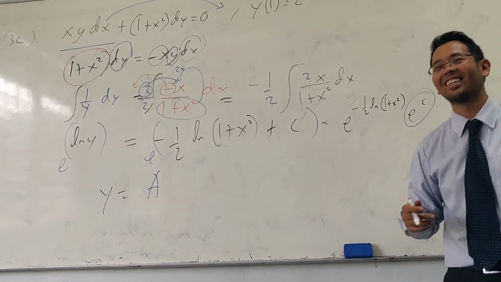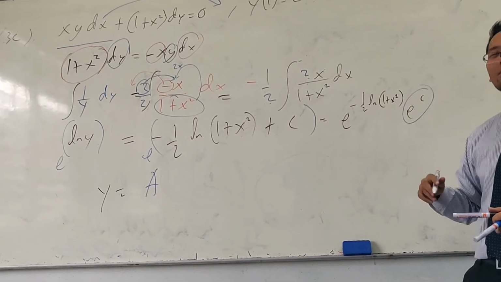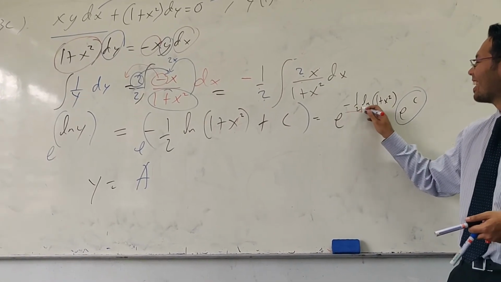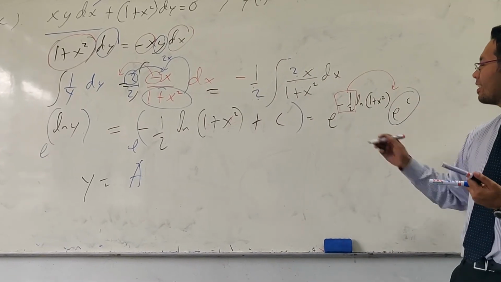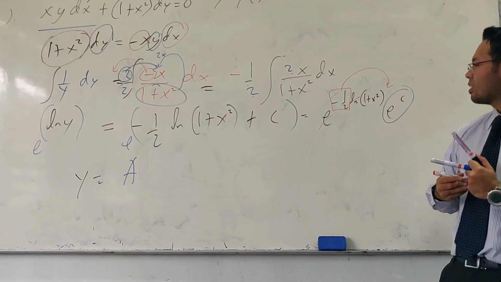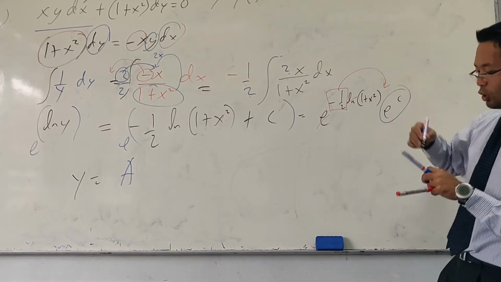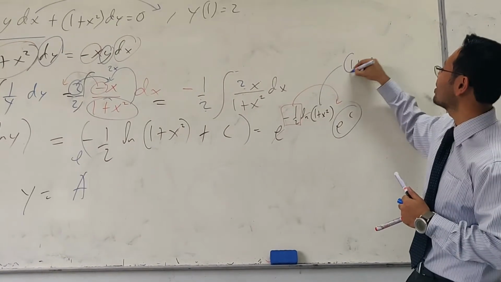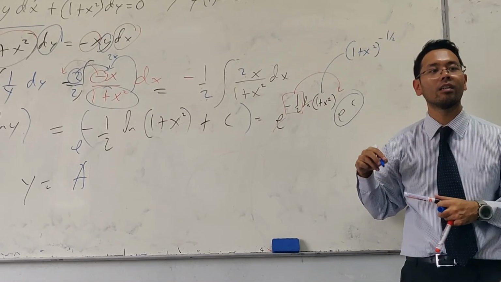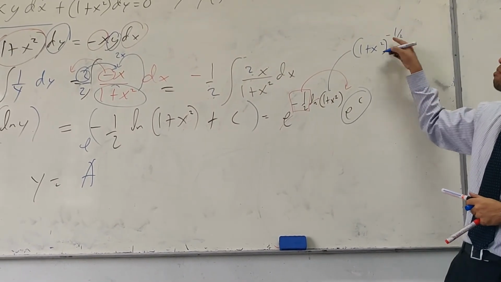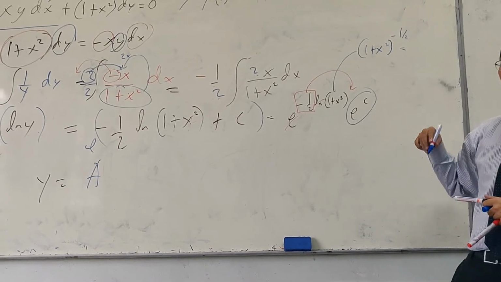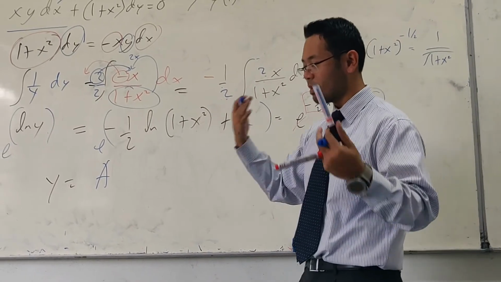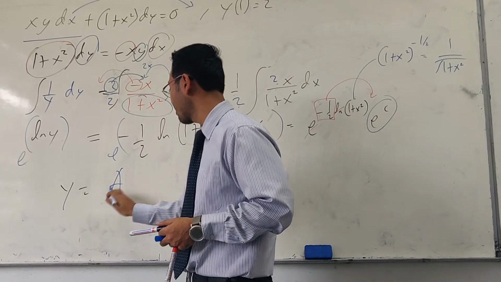The 1 over 2, you bring it up here, and e and ln disappear. It depends on how fast you're going to do. So 1 plus x squared to the negative 1 over 2. How can I rewrite this? Negative means reciprocal. There are multiple ways of writing down your answers. That's just one of them.